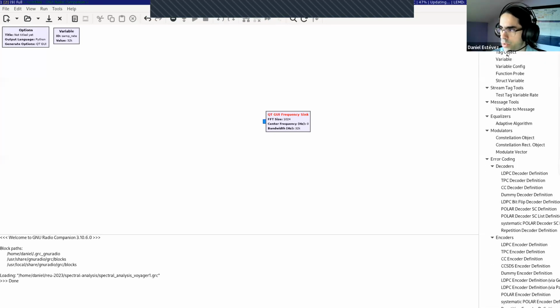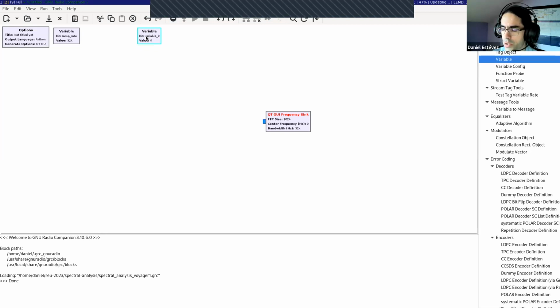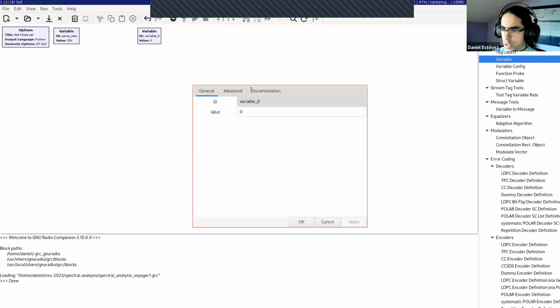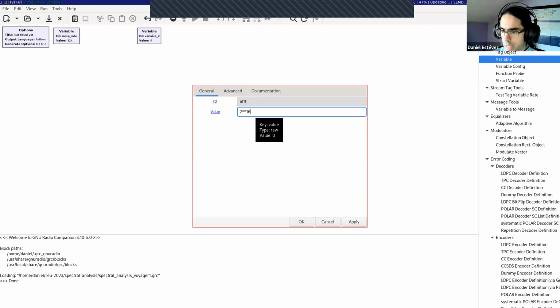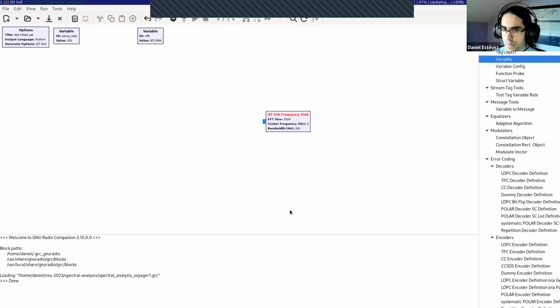So something else I want to do is to put here a variable, because we are going to be playing with the FFT size in several blocks. So I want to define a variable, which is the FFT size, and I'm going to make it 2 to the power 16. You might know that FFTs can be computed efficiently when the size is a power of 2. So powers of 2 are very typical as FFT sizes.